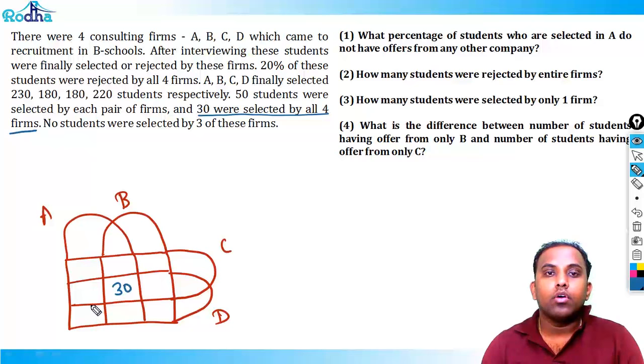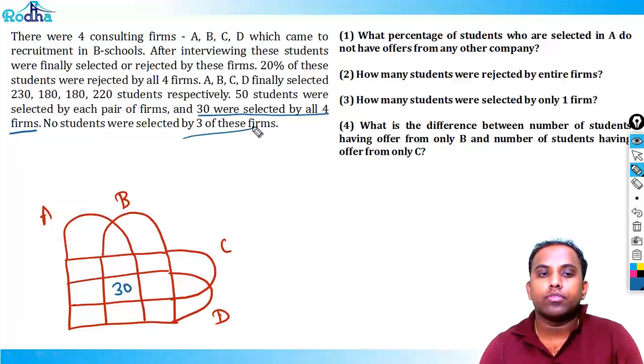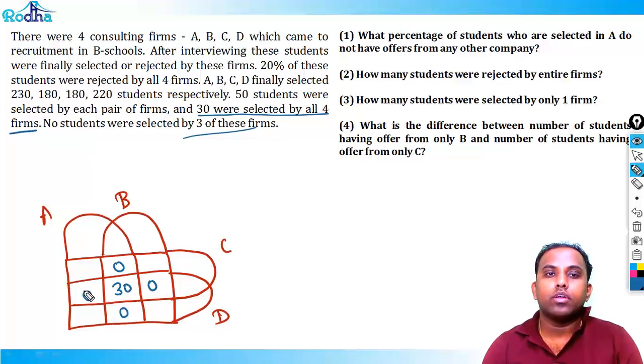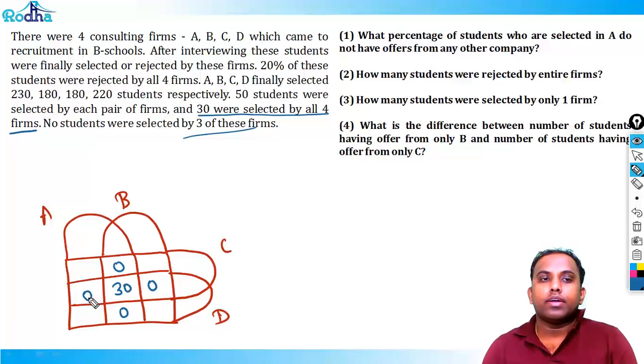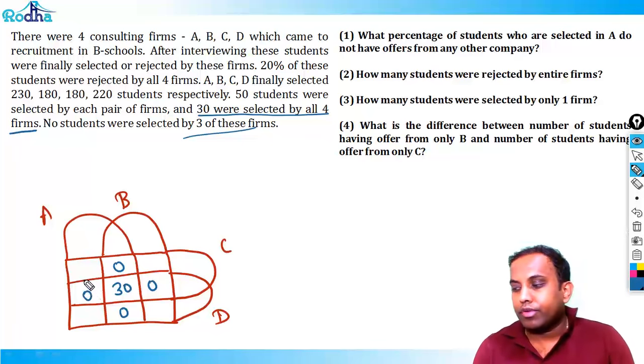Okay. 50 students were selected by each pair of firms and no students were selected by three of these firms. So 3 is 0. So this is 0. This is 0. This is 0. This is 0. Right. All 3 are 0. Now 50 students were selected by each pair of firms, right? So each pair has selected 50 students.